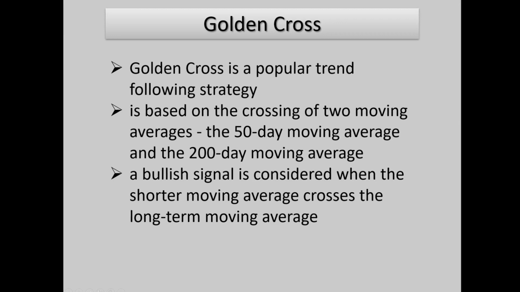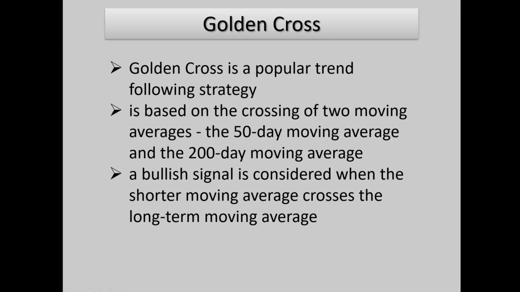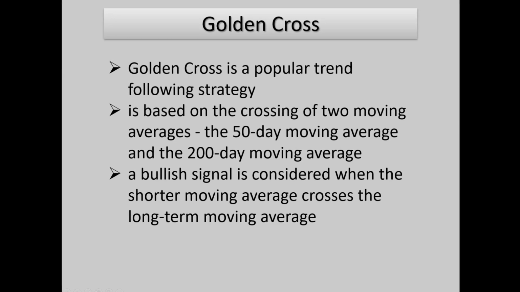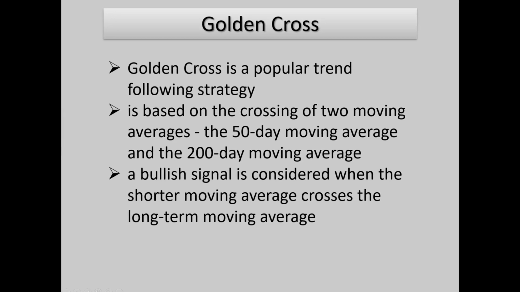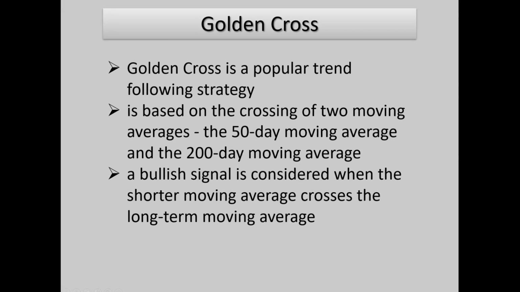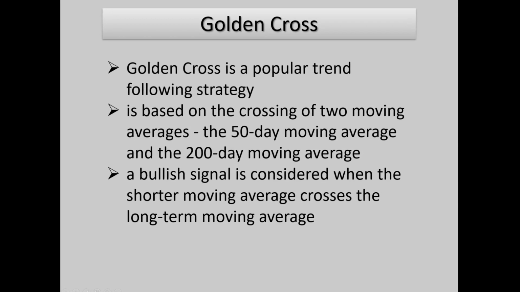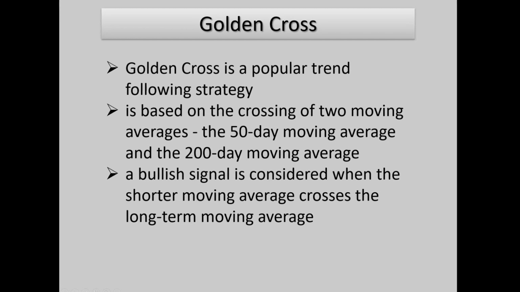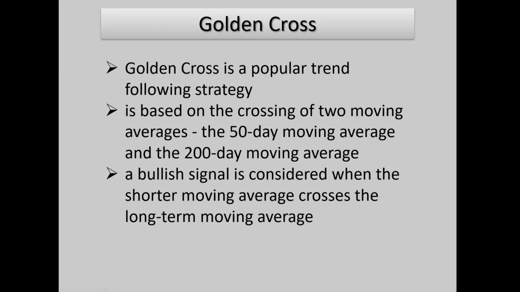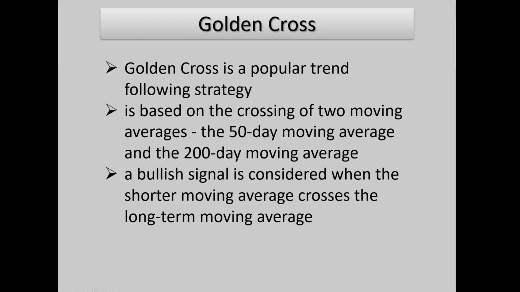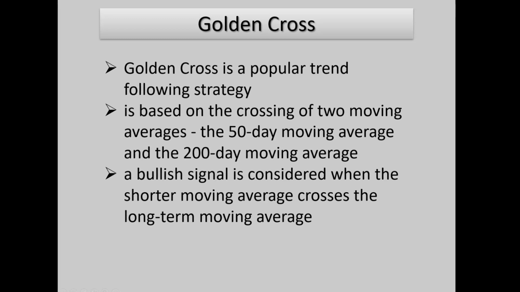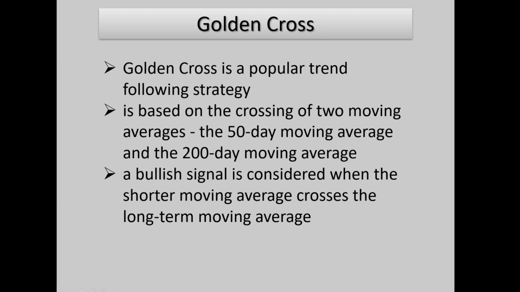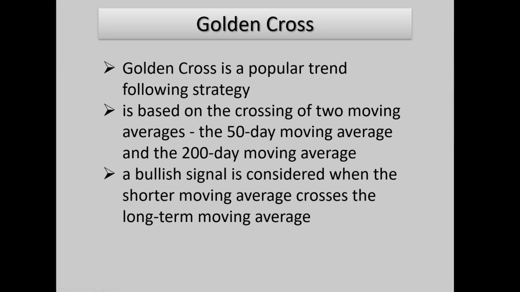It is based on the intersection of two moving averages, the 50-day and 200-day moving averages, and is considered a bullish signal when the shorter moving average crosses the longer-term moving average. The term Golden Cross refers to the intersection of two moving averages that forms a cross-like pattern on a chart. The 50-day moving average is a short-term trend indicator that measures the average price of a stock over the past 50 days, while the 200-day moving average is a long-term trend indicator that measures the average price of a stock over the past 200 days.